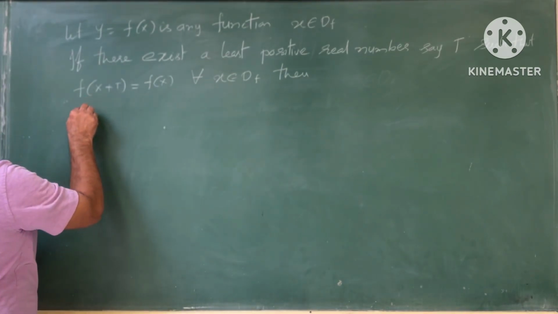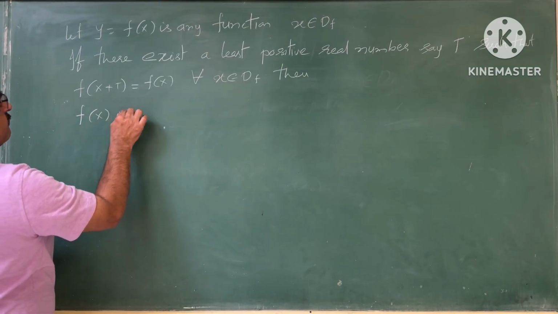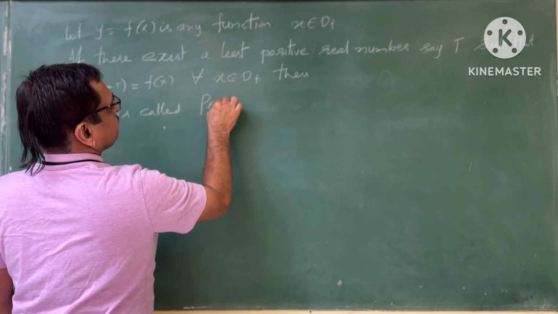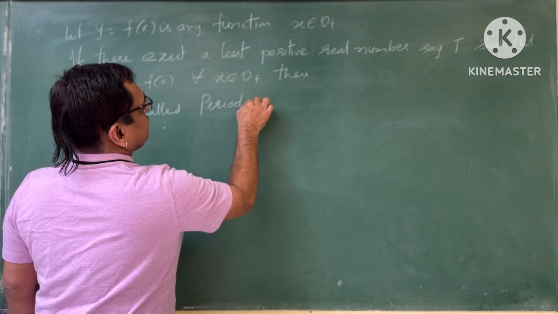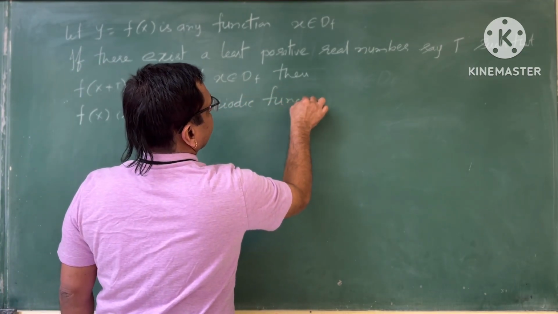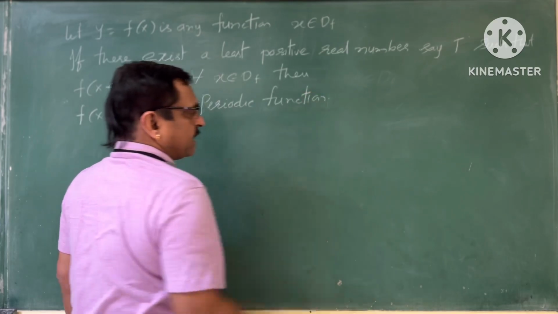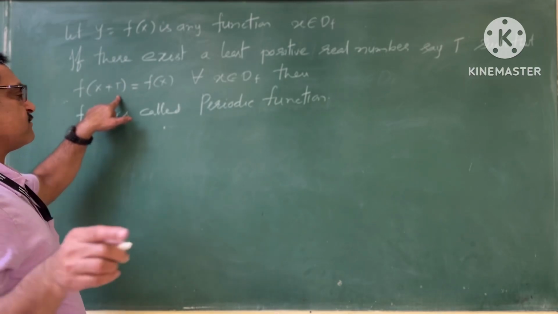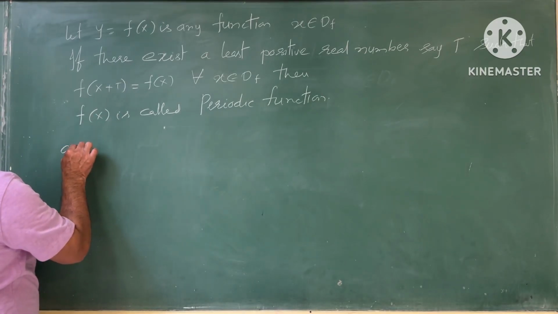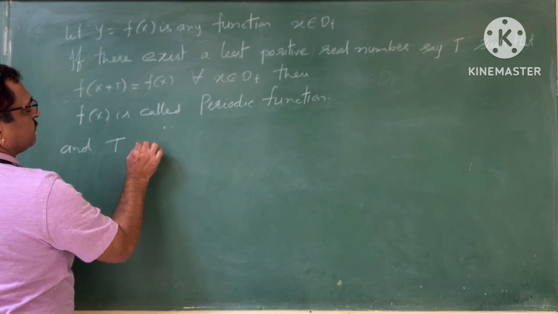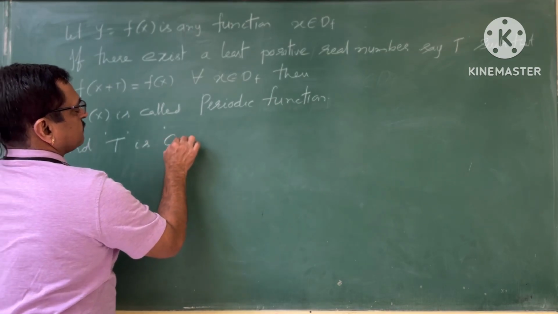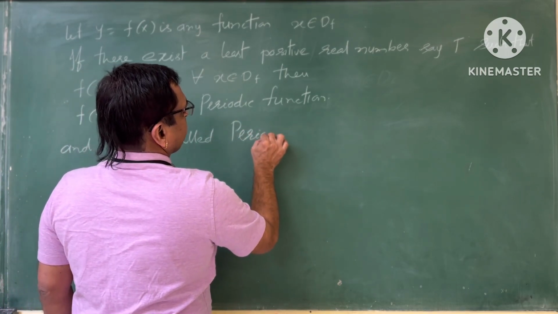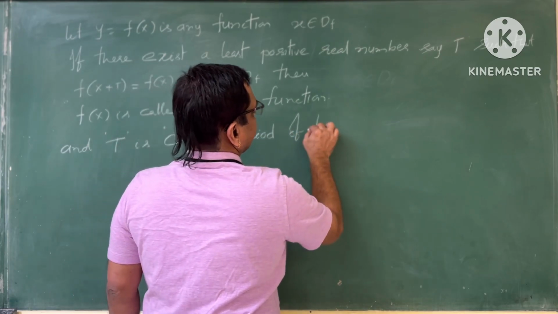f of x is called a periodic function, and this t is called the period of the function.